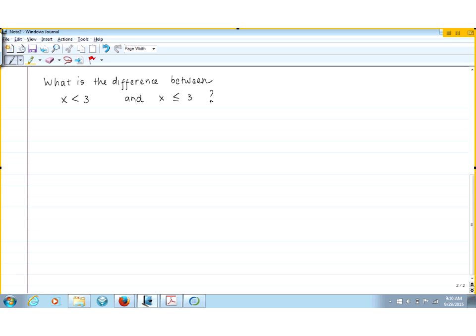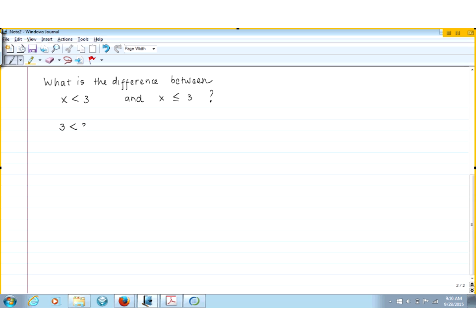Is there a difference? Do you think they're different? They are or aren't they? They are, yes. What is the difference? One is equal to 3, the other one does not include 3.